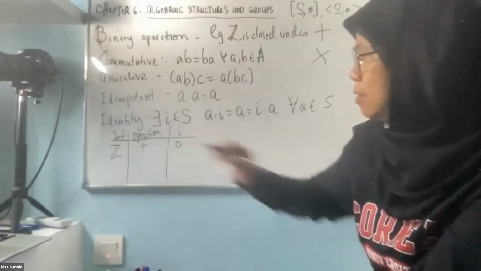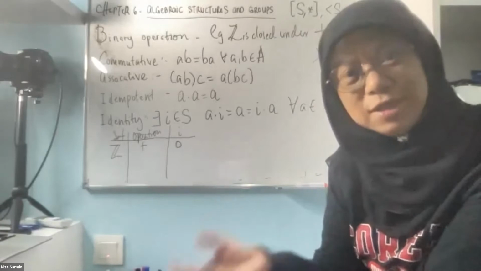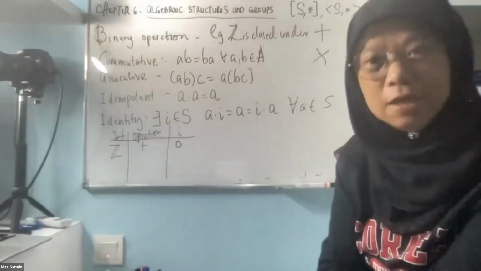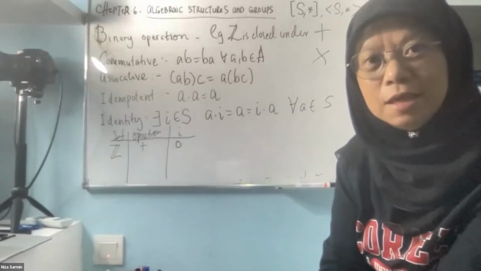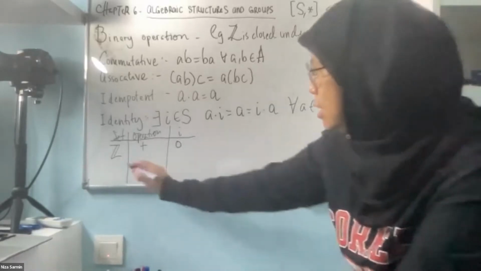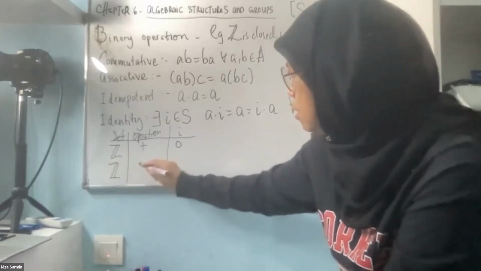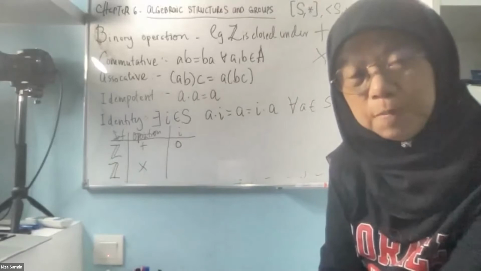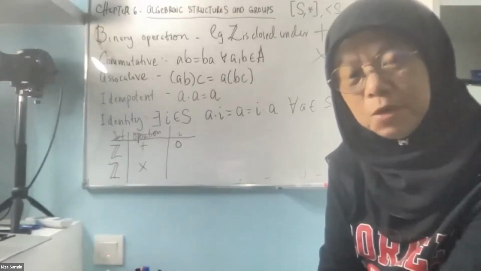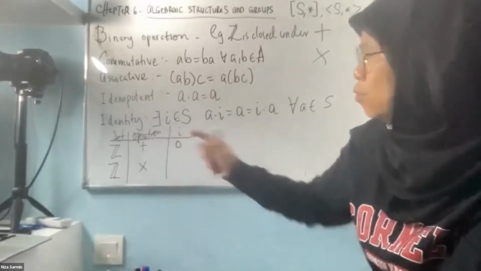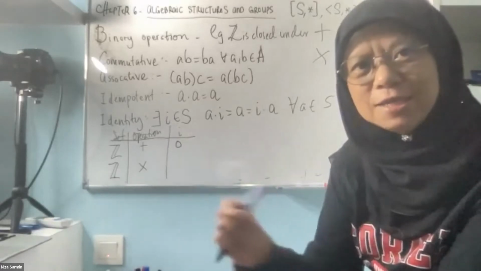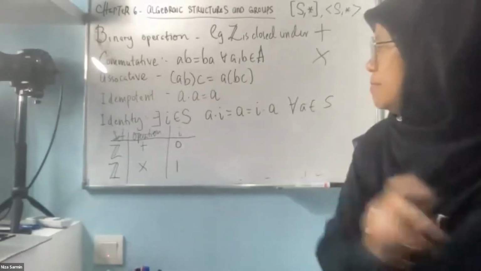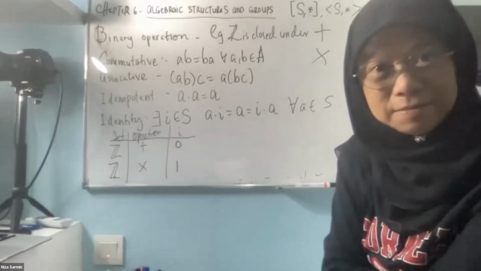0, because A plus 0 is A, or 0 plus A is A. That's the identity under addition. This is also closed under multiplication because integer times integer is also an integer. What is the I? What makes A times I equal A? 1. That is the I.